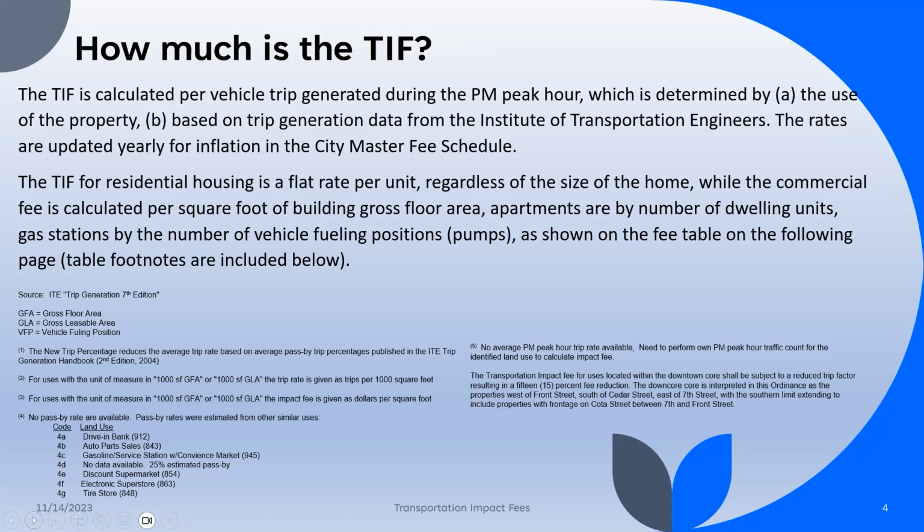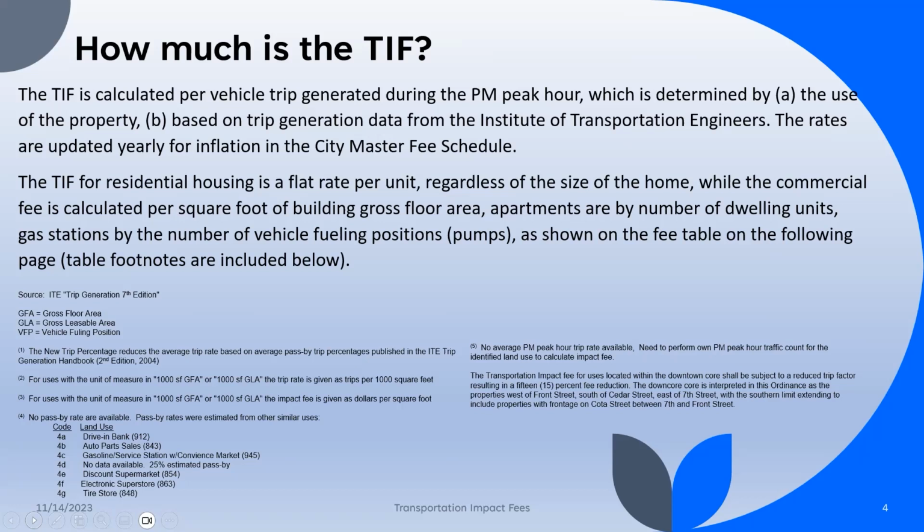The traffic impact fee for residential housing is a flat rate per unit, regardless of the size of a home. So if you have a 1,000-square-foot single family home or a 4,000-square-foot single family home, the TIF is averaged out for all single family, because most communities have differing types of housing, and the impacts from all of the users for single family are about the same. But there's another one for commercial fees, and I'll show you those in a minute.